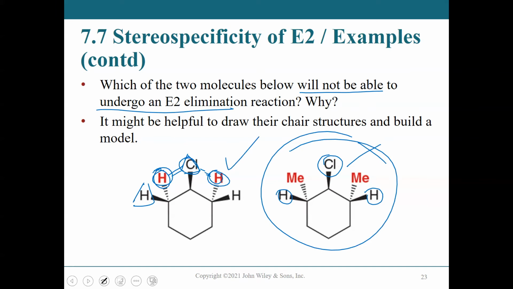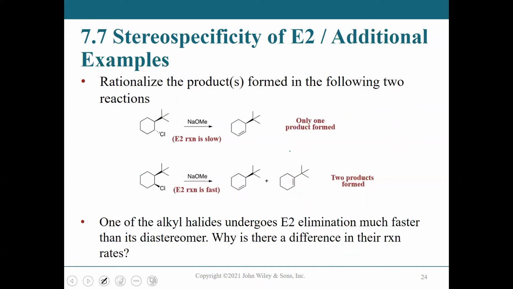It might be helpful to draw a chair conformation. Yeah, it is, but with the trick I just told you, that's enough, right? Definitely you can see the chair, but just by using the cis-trans convention, you can definitely determine if a beta hydrogen can be eliminated or not.